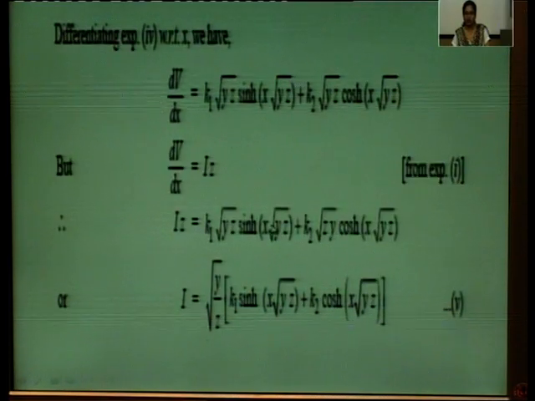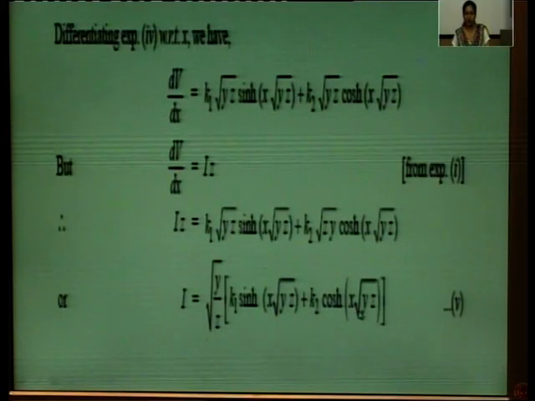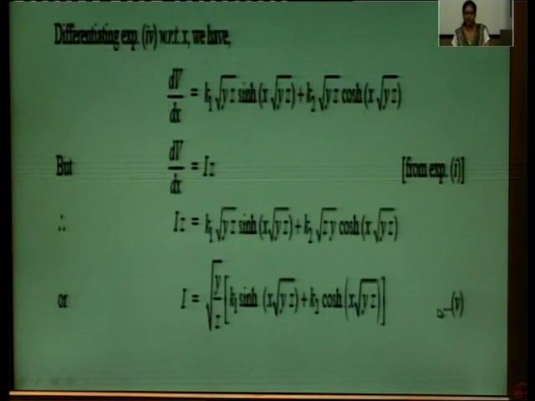From this equation, we can get the value of I by taking z in the denominator of the right hand side term. So, when z is taken in the denominator and root of yz is taken common, we can write I equal to root of y divided by z multiplied by k1 sinh of x root of yz plus k2 times cosh of x root of yz. Mark it as equation number 5.